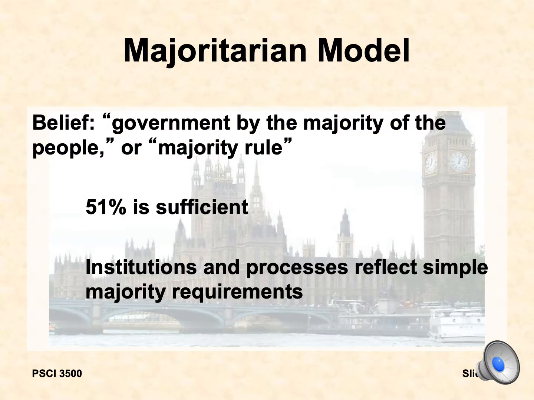In Lijphart's framework, the majoritarian model believes that government by the majority of the people is democracy, or majority rule. And in the majoritarian model, 51% is sufficient. In fact, it is frankly all that's required. And the institutions and processes that are resident within a majoritarian model reflect that simple majority requirement, 51%.